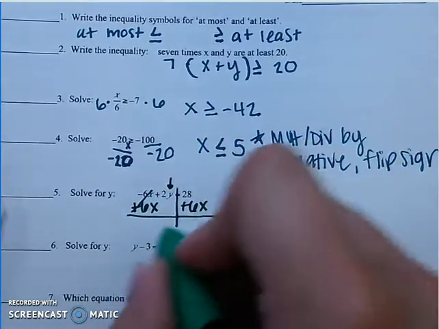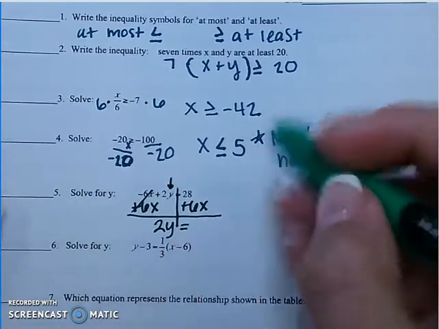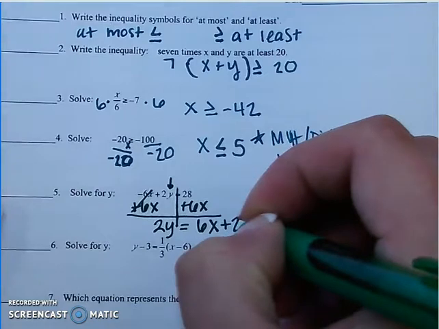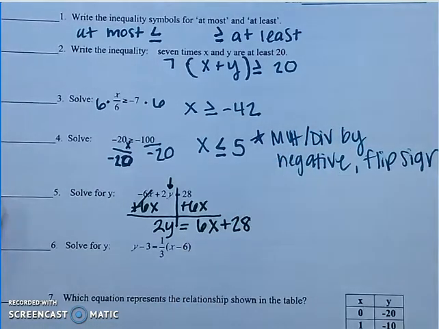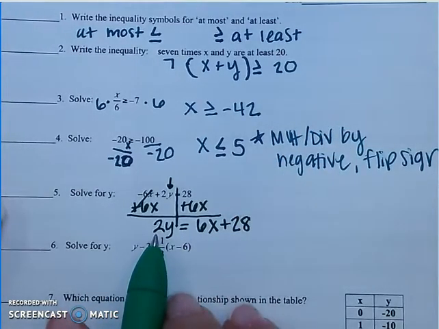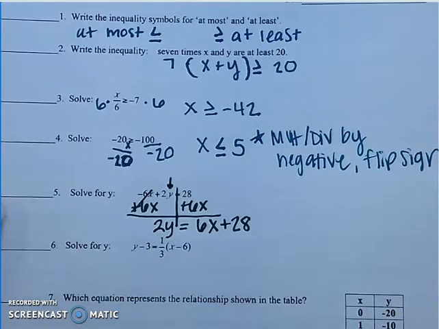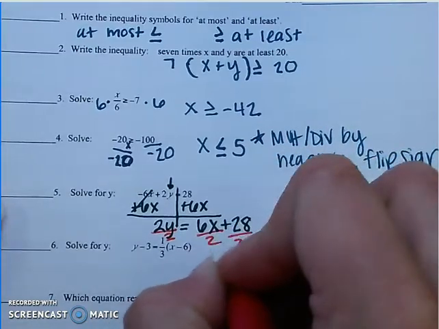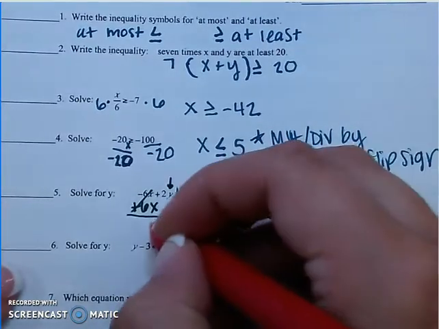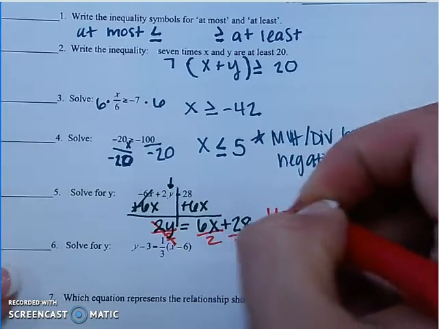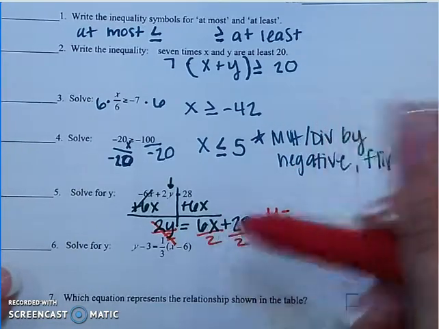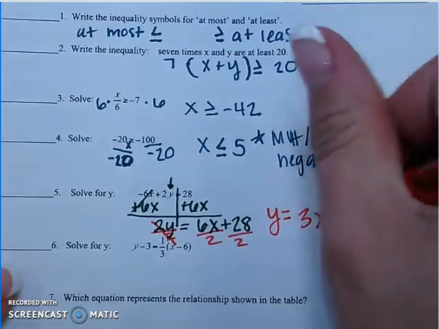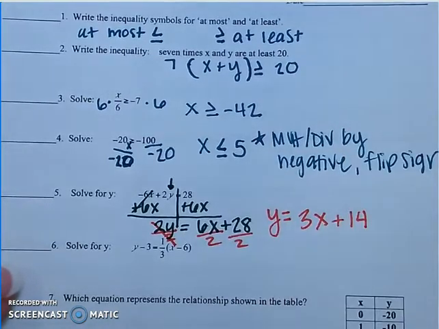I have 2y. And it's equal to, I can't combine these together, so I'm just going to write the 6x plus 28. But I also still have this 2 with this y, so I'm going to divide everything by 2. That's 3 things that get divided by 2. Y is alone then, and it's equal to 6 over 2, which is 3 x's, and 28 over 2 is 14.